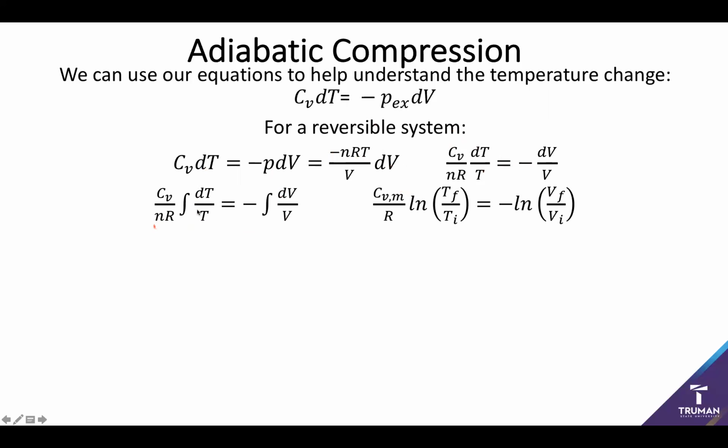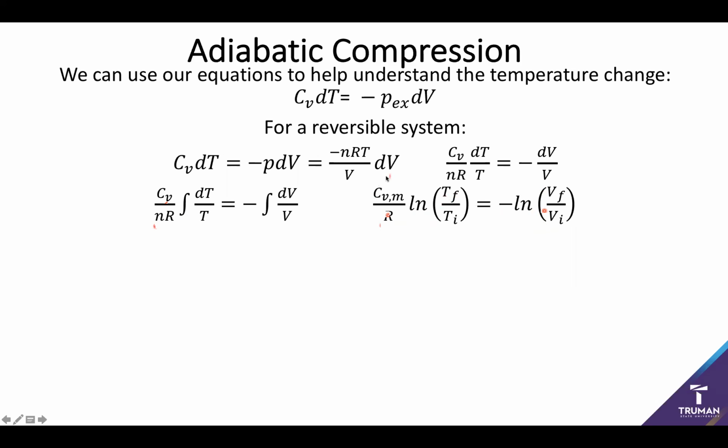Again, I'm going to try and consolidate my isochoric heat capacity by turning it into a molar isochoric heat capacity divided by the ideal gas constant. And then when I integrate my dT over T term, this becomes the natural log of the temperature differences, final over initial, because yay log laws. And we see the same thing over on the right, where it becomes negative the natural log of the volume differences.